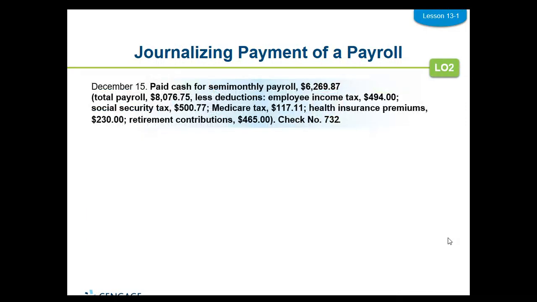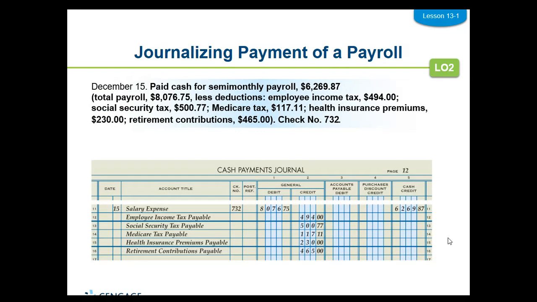And when you journalize that, it looks like this: a debit to salary expense, credit to all those payable accounts, and your credit to cash. Your debits equal your credits. This goes in the cash payments journal because you're writing a check for that amount of money. And so that goes into the cash payments journal.